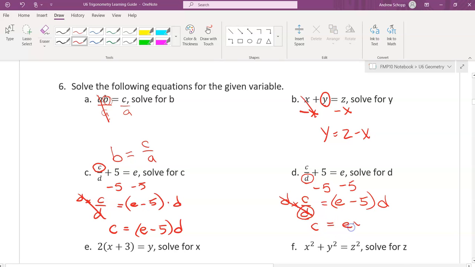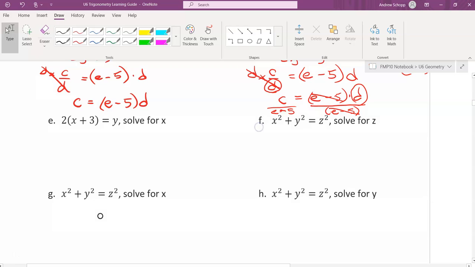Now we have c is equal to e minus 5 times d. But really we want to get d on its own, so we need to get rid of this e minus 5. So we can divide by e minus 5. Make sure you keep it in brackets. What we do on the right, we must also do on the left. So e minus 5. And we can see here that d is equal to c all over e minus 5. So when the unknown is in the denominator, you kind of have to use a little bit of manipulation to get it up into the numerator before you can use your pattern of inverse operations.